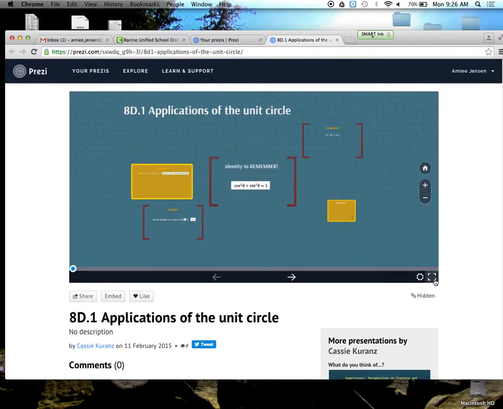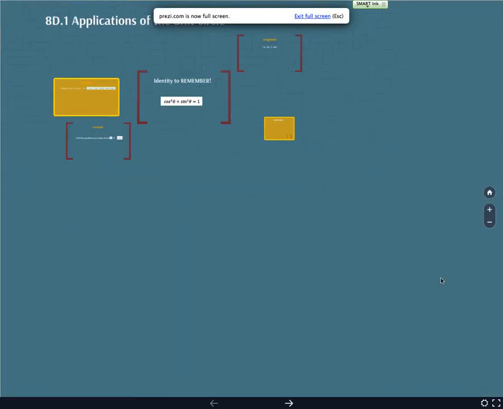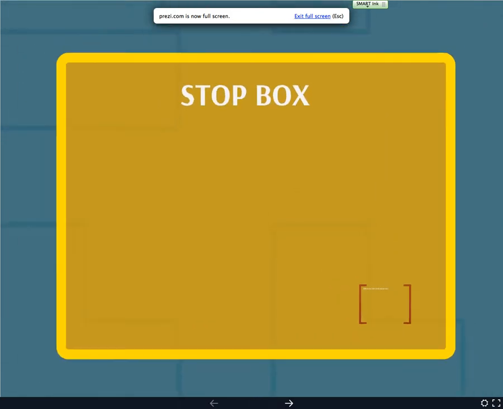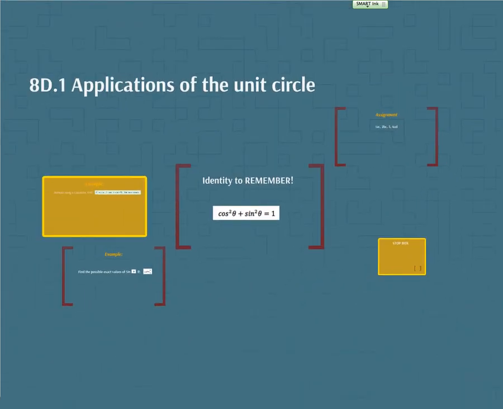Who's ready for applications of the unit circle? Section D is split up into two different parts. The notes are pretty short. They could easily be one day, but we decided to split them up to really give you some time to focus on each different part. So we're going to talk about applications of the unit circle today.